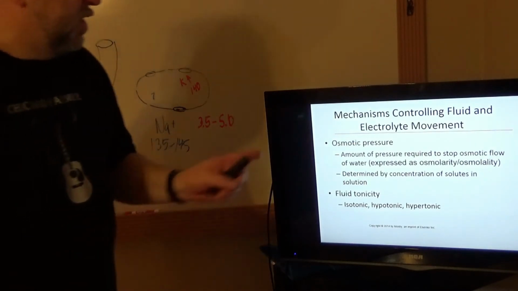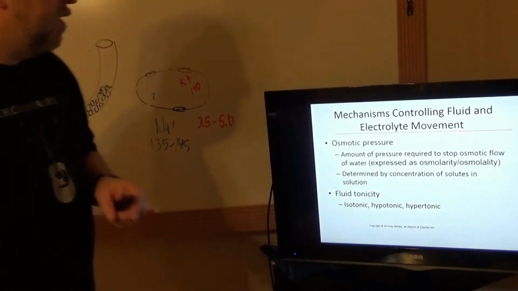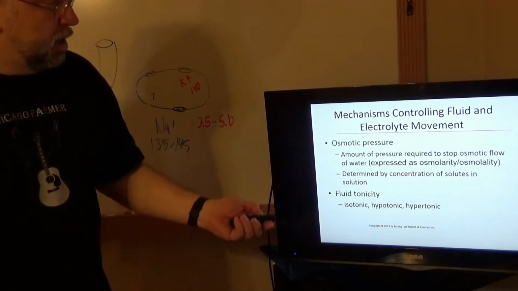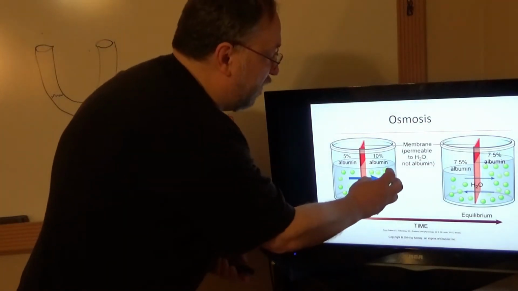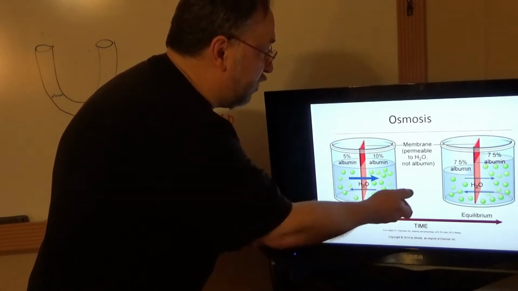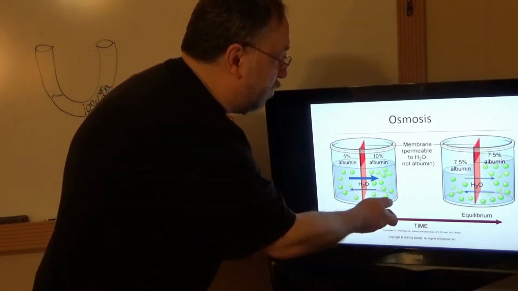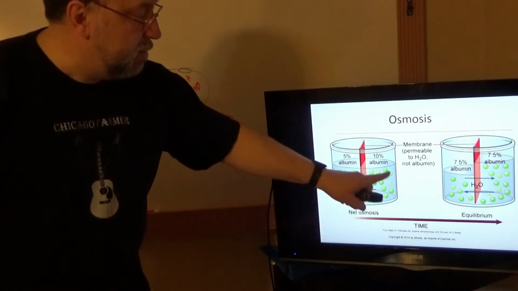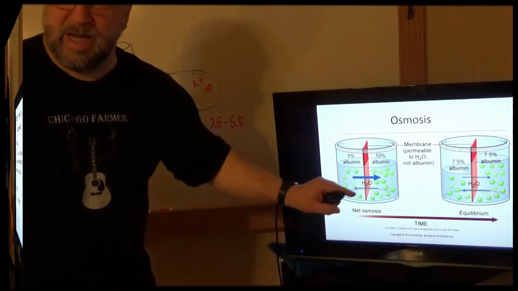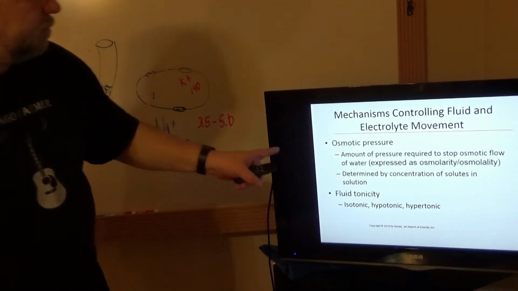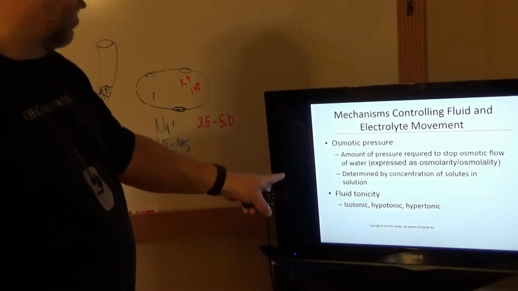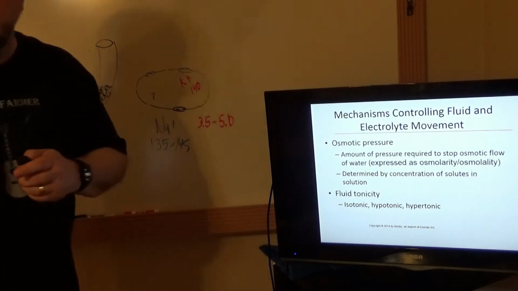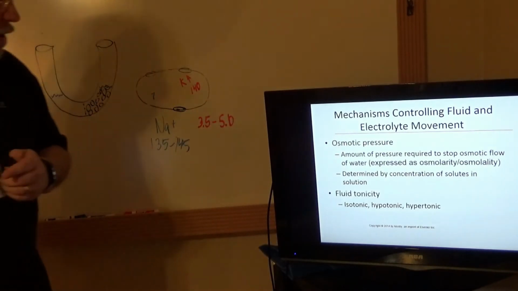Osmotic pressure, the amount of pressure required to stop osmotic flow of water. In other words, how much pressure there was, right, over on this side. The amount of pressure, if you measure it, it's the amount that would pull that amount of water over there, right? So the amount of albumin you have over here is creating that pressure. It's determined by the concentration of solutes in the solution, right? Like I was just pointing out there.